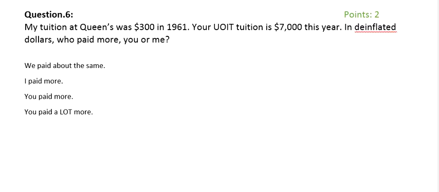Question 6, comparing the tuition paid in 1961 with the tuition we are paying to school, which is paid $300 back in 1961 and $7,000 this year, due to the deflation dollar, which is negative inflation. We are paying more, a lot more. Okay, and that's 2 points.